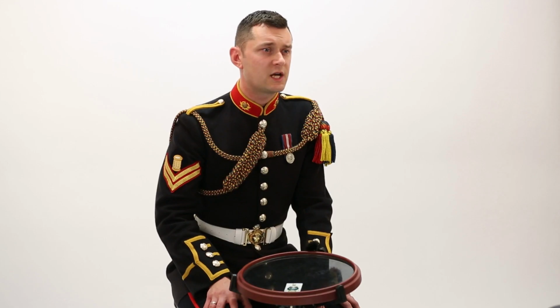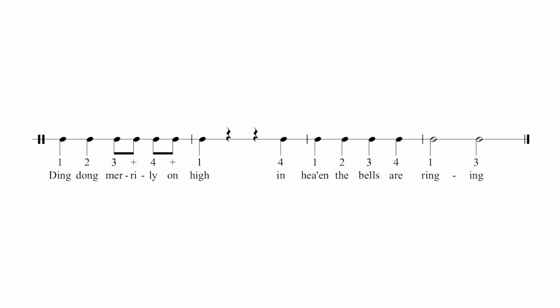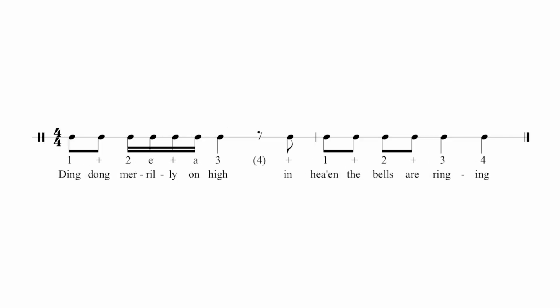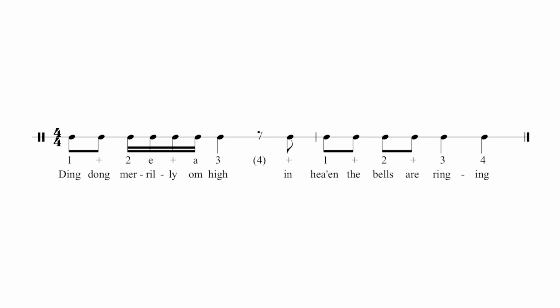To demonstrate, we're going to look back at Ding Dong Merrily on High, but we're going to halve all the note values. This is how it looked before, and now the minims will become crotchets, crotchets will become quavers, and quavers will become semiquavers. Now, with the counting underneath, you can see the 1 eander under the semiquavers. Let's have a go. After 4. Ready? 1, 2, 3, 4. 1 and 2 eander, 3, 4. And 1 and 2 and 3, 4.